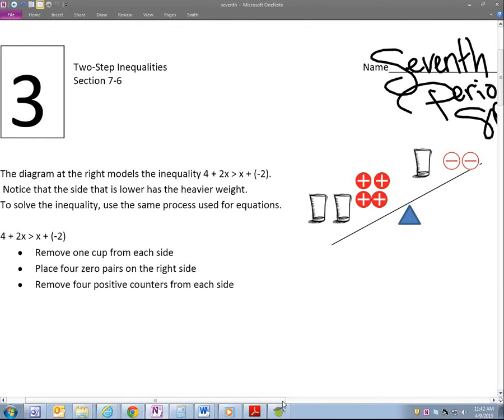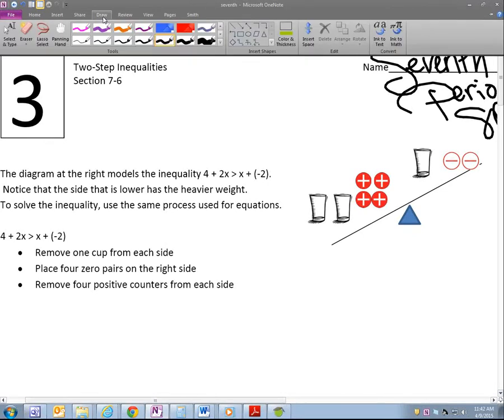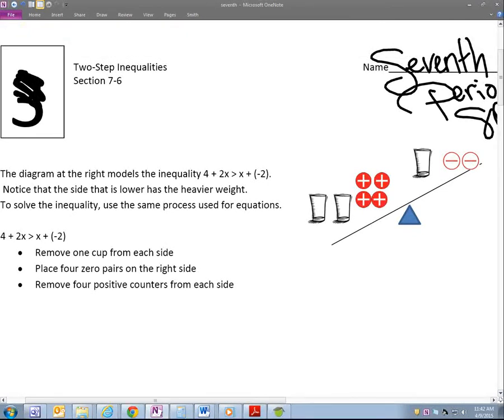Two-step inequalities. Now, we've already done... Yeah, yours should say 4. Yes, it's a wasp. Chill. Be quiet. Okay? Right? Absent. Now, you have a 4 here.